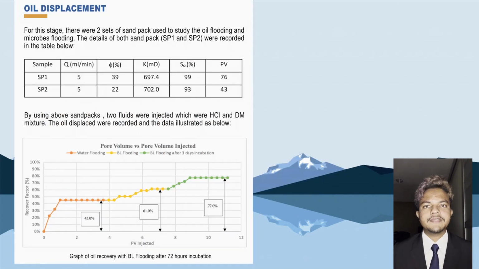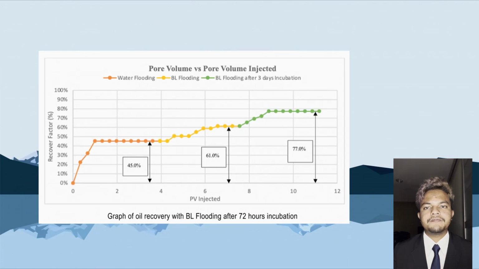For the oil displacement test, there were two sets of samples used to study the oil recovery. The data shown were the properties of the samples. The porosity was 39% and 22% for SP1 and SP2 respectively. The initial oil in place, OOIP, for SP1 was 99% and 93% for SP2.